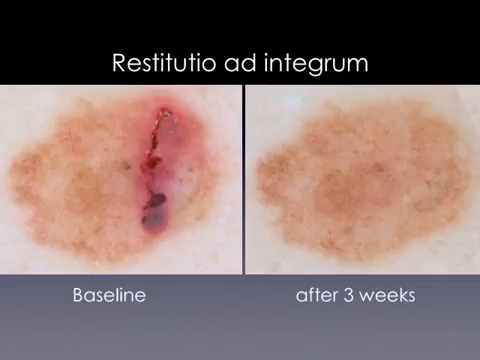Here is an example of a nevus which was scratched, and we see a linear hemorrhagic crust and the purple halo in the nevus at baseline on the left side. 3 weeks after, the nevus turned back to its original appearance and no scar is seen.